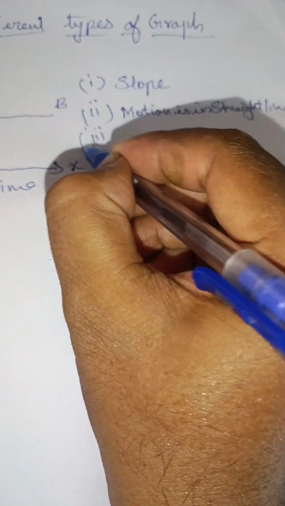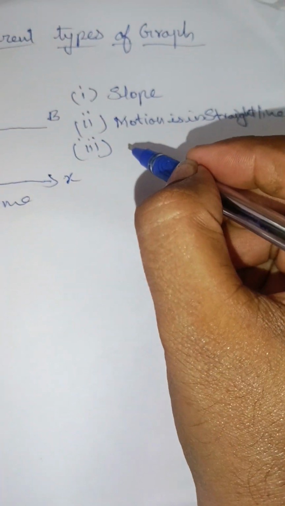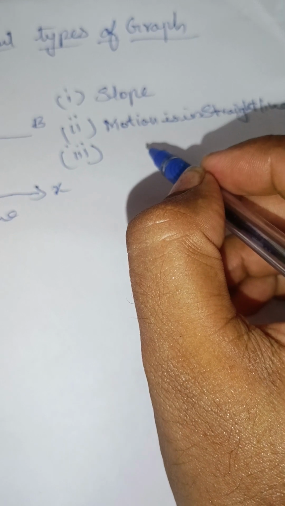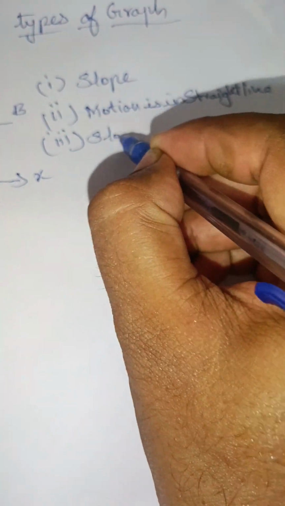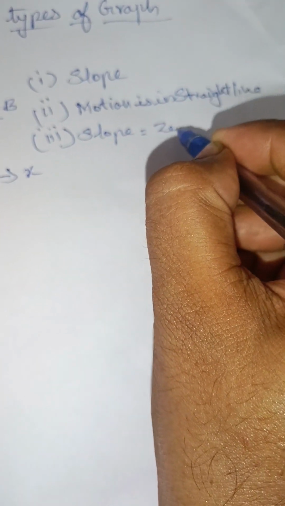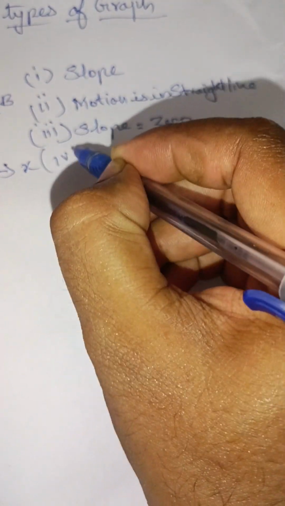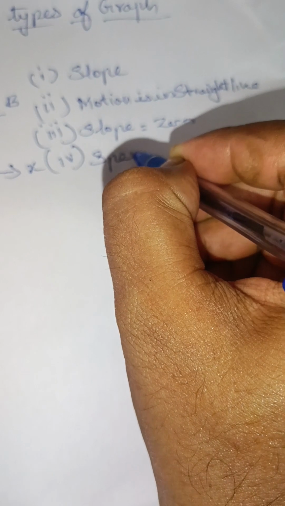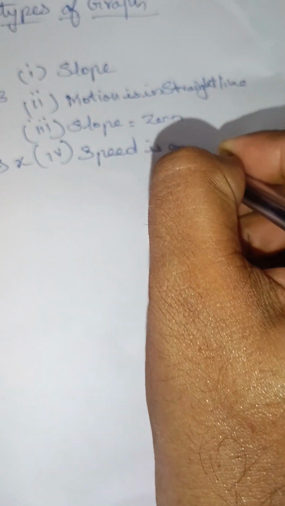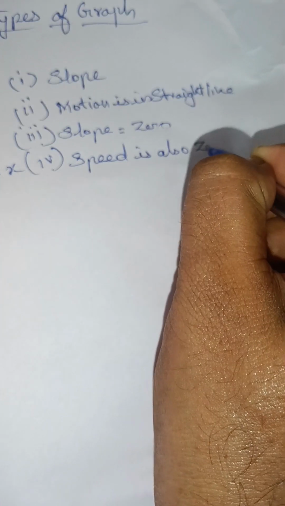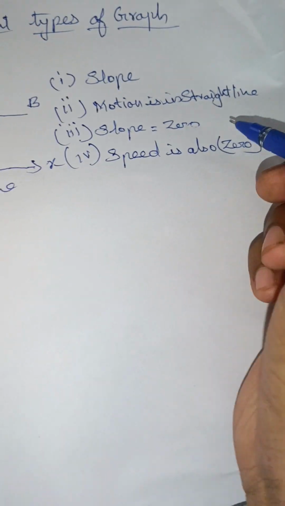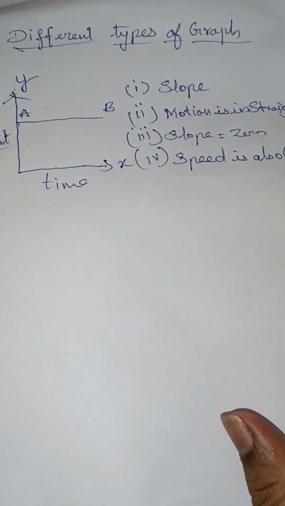Since the motion of the body is in a straight line, the slope of the body is 0. Obviously the slope is 0. With this we can also say that the speed of the body is also 0. So there are 4 different points we need to represent with respect to the different types of graph.